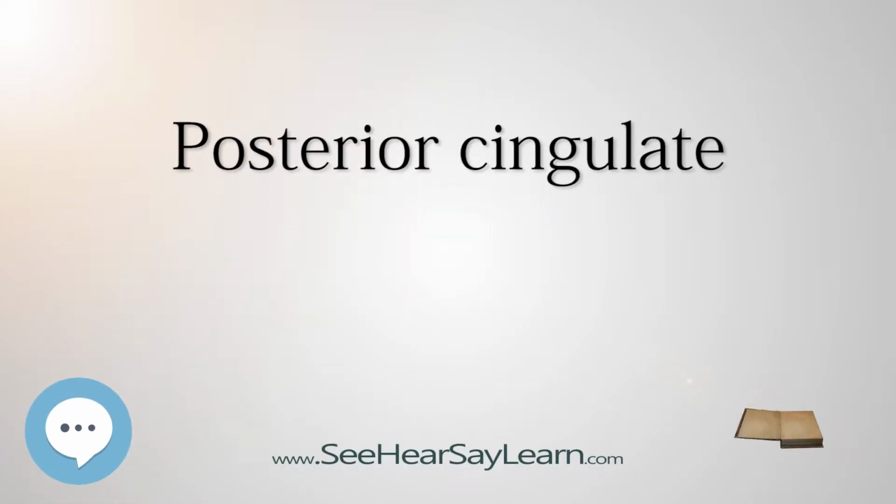The posterior cingulate cortex, PCC, is the caudal part of the cingulate cortex, located posterior to the anterior cingulate cortex. This is the upper part of the limbic lobe. The cingulate cortex is made up of an area around the midline of the brain. Surrounding areas include the retrosplenial cortex and the precuneus.